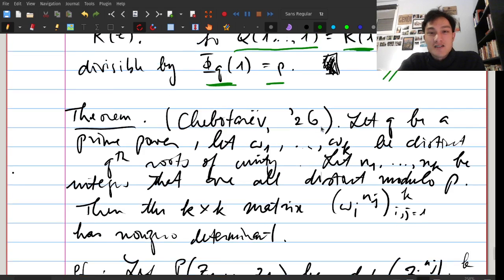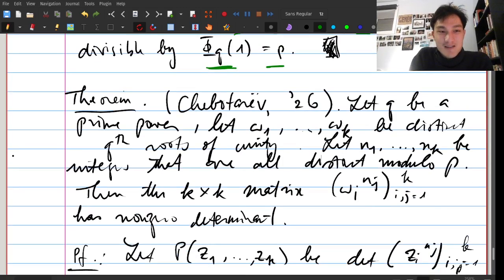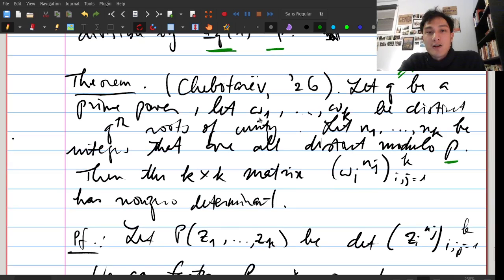So let's just state it. Let Q be a prime power, Q equal to P to the K, because we use P here. Let omega 1 up through omega K be distinct Qth roots of unity. And then let N1 through Nk be integers that are all distinct modulo P, where P is that prime.